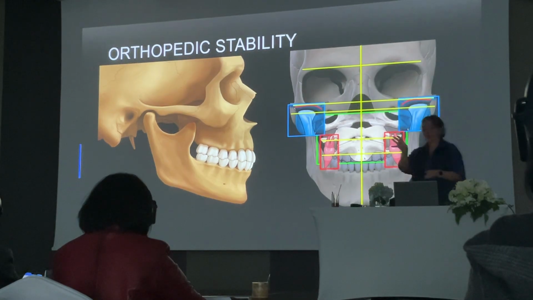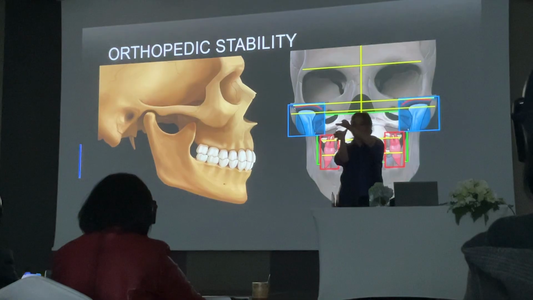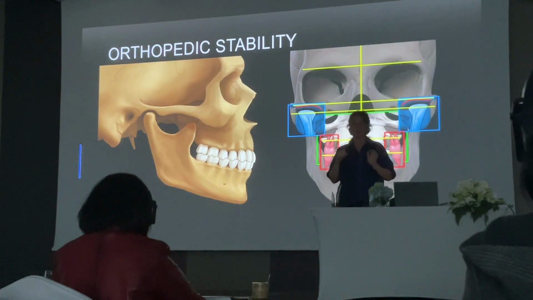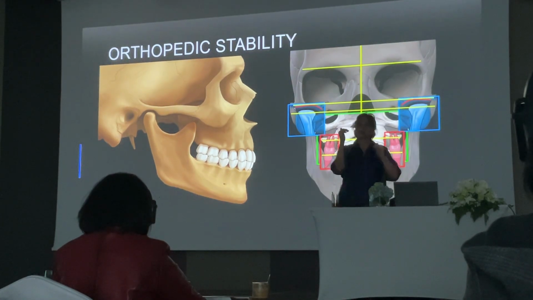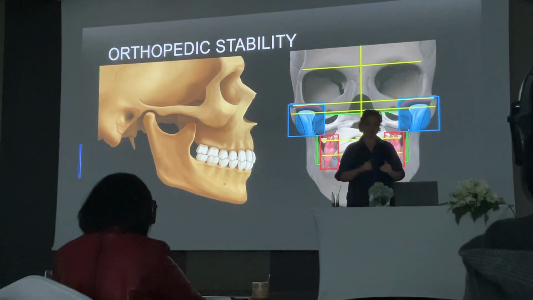So if there is a subluxation at the level of your atlas and your occipital condyles, there's a rotation, that's going to change the position of your fossa. And that's going to change the position of your TMJs, and that's going to change the position of your occlusion.